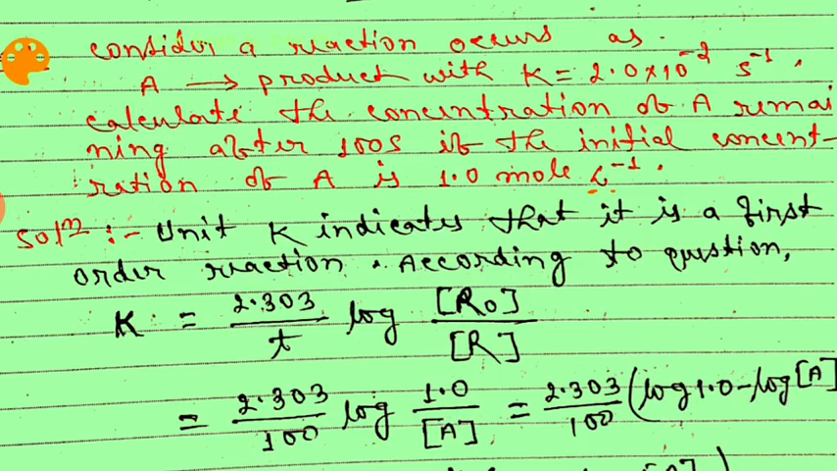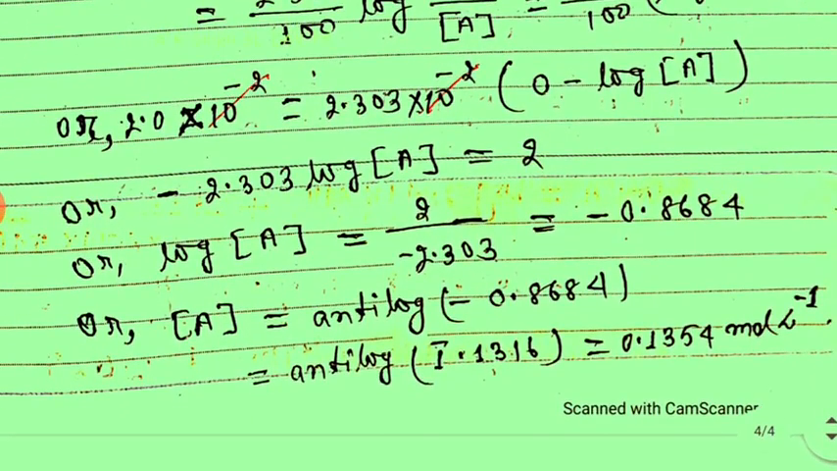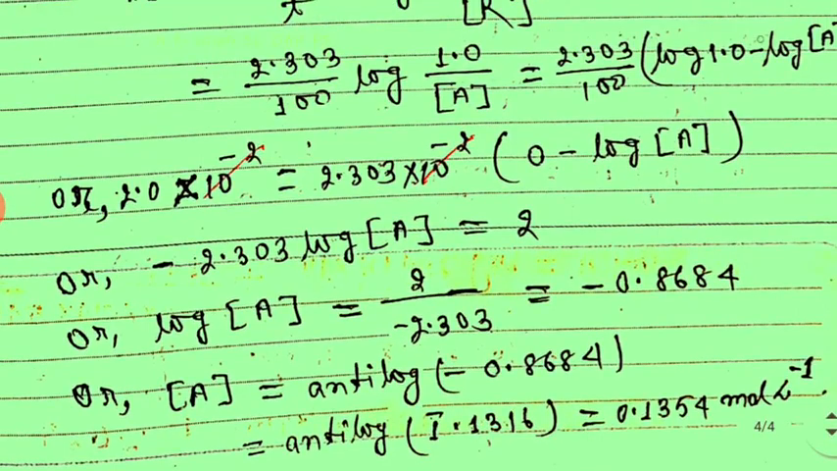Now it is equal to, again, 2.0 into 10 to the power minus 2. Why? It is the value of the rate constant, is equal to 2.303 into 10 to the power minus 2. 100 is written here, 10 to the power minus 2. Log 1.0 is equal to 0, and log A we have to calculate, log concentration of A.